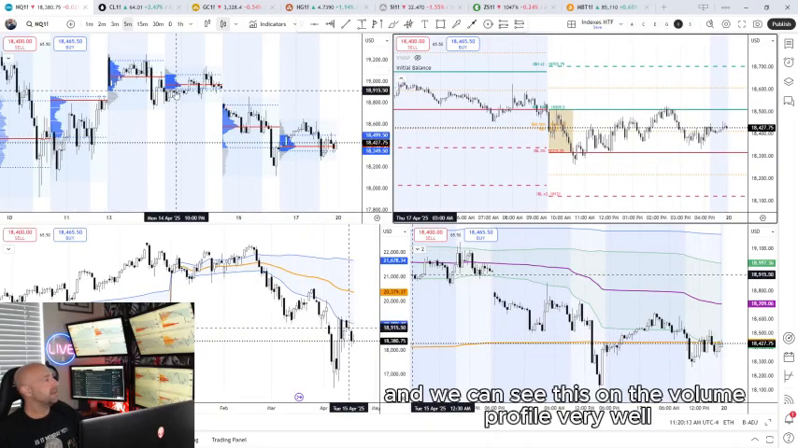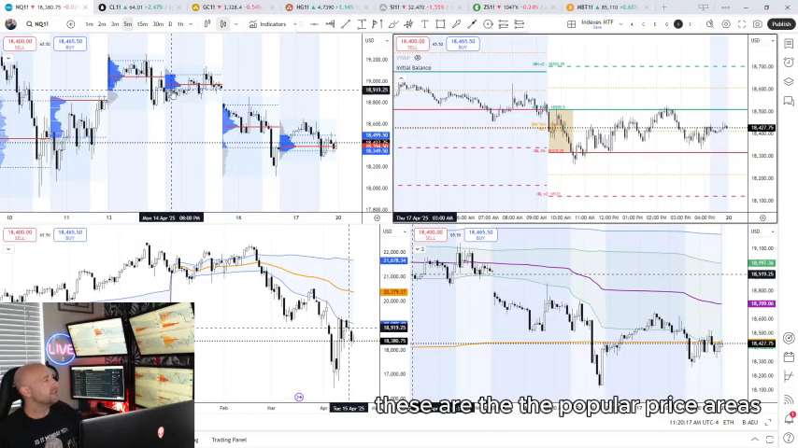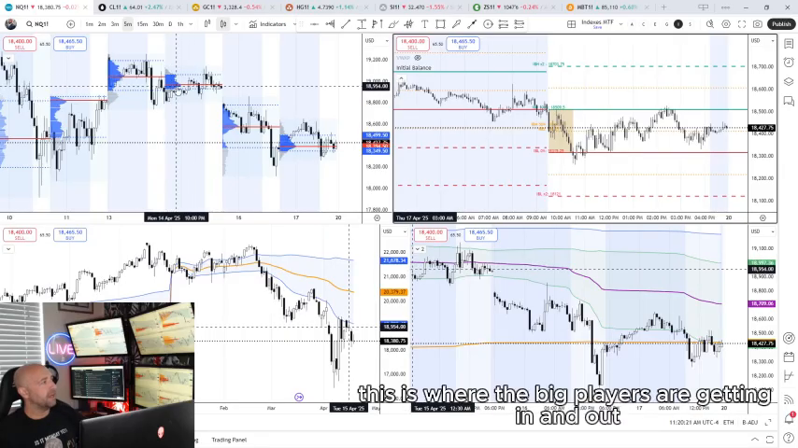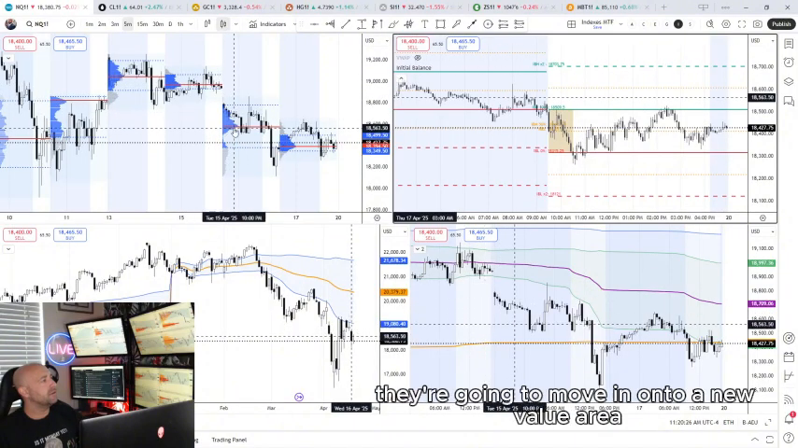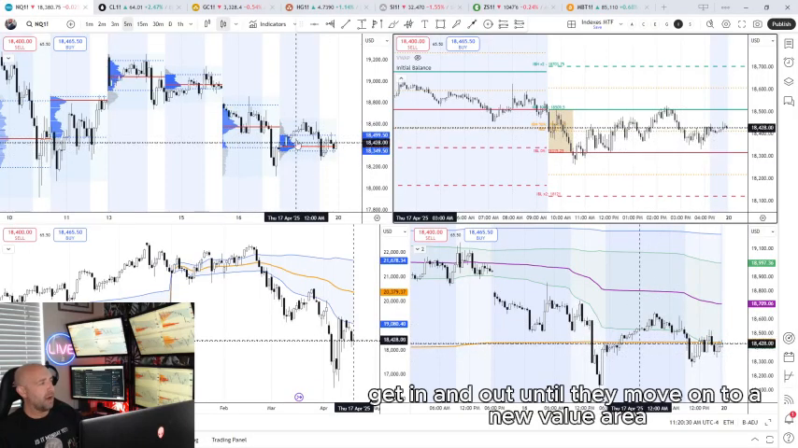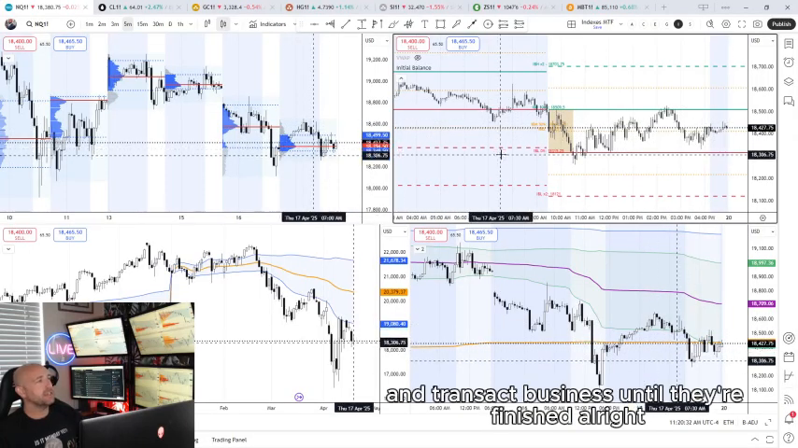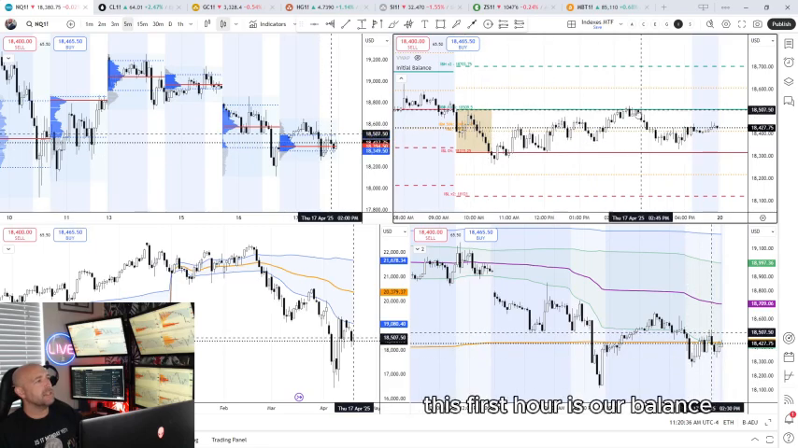And we can see this on the volume profile very well. These big fat distributions here, these are the popular price areas. This is where the big players are getting in and out. And once they're done doing business here, they're going to move onto a new value area, get in and out until they move on to a new value area and transact business until they're finished. All right. So with those core principles, this first hour is our balance.